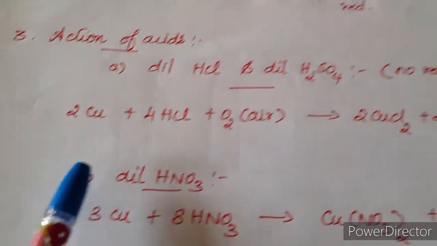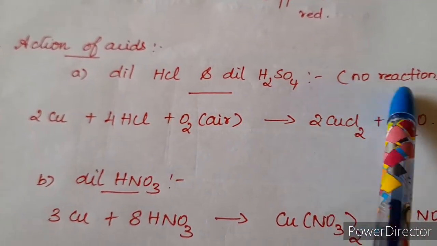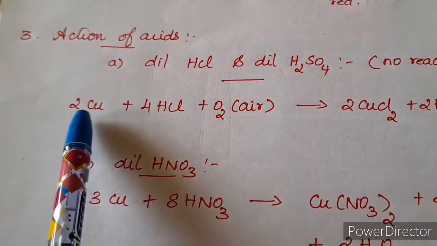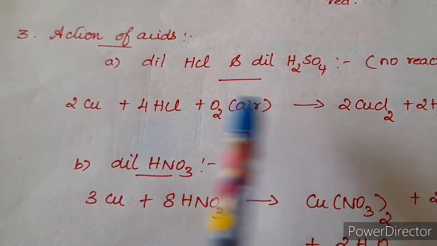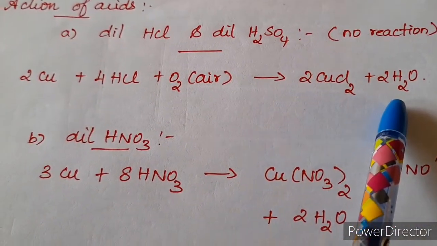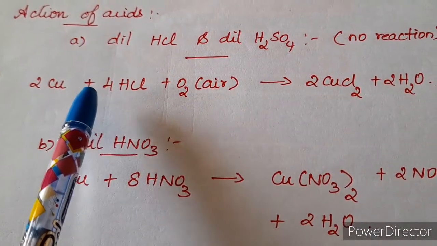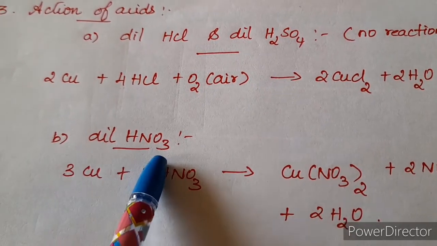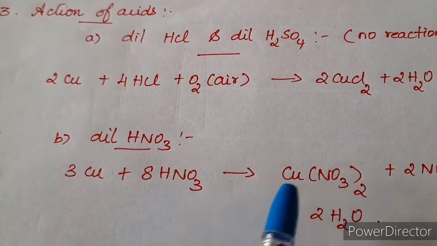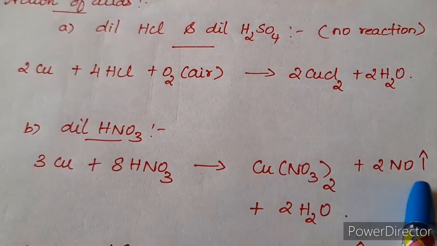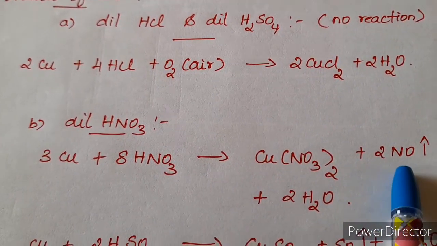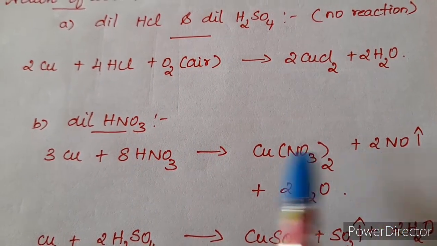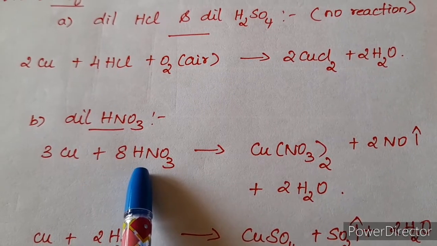Next we'll go to the action of acids. So, reaction with dilute sulfuric acid and dilute hydrochloric acid. Now in presence of oxygen, copper reacts with hydrochloric acid and it will form copper chloride plus water. Now this is about the action of dilute hydrochloric acid and sulfuric acid. Now what happens with dilute nitric acid? When it is treated with dilute nitric acid, it forms copper nitrate with the liberation of nitric oxide. So nitric oxide is evolved when it is treated with dilute nitric acid.